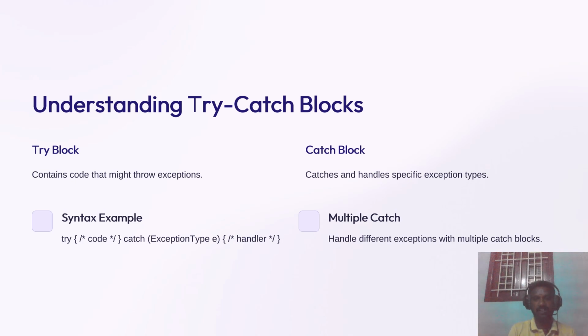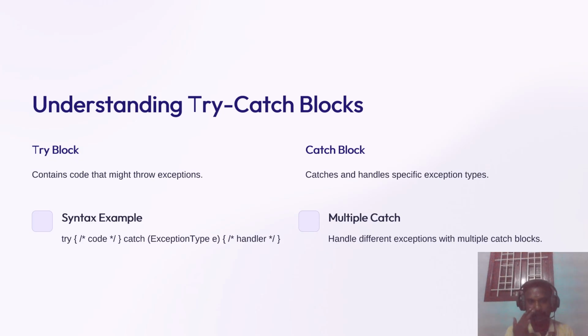Okay, so in this slide, we are going to understand what is meant by try and what is meant by catch. So what is a try block? It contains the code that might throw an exception. The catch block catches and handles specific exception types.